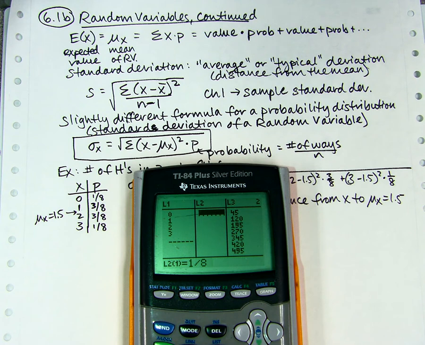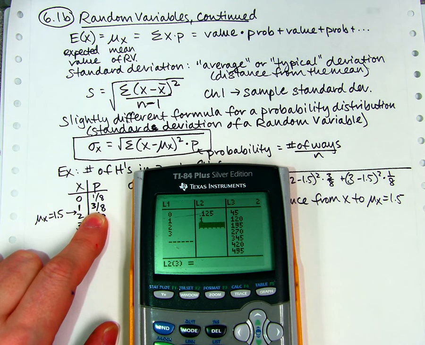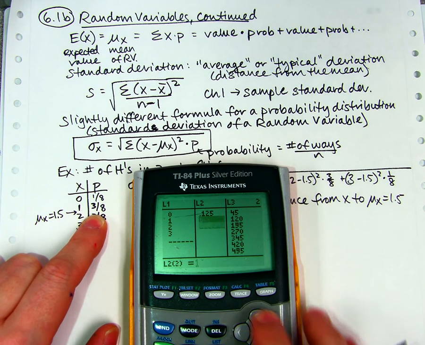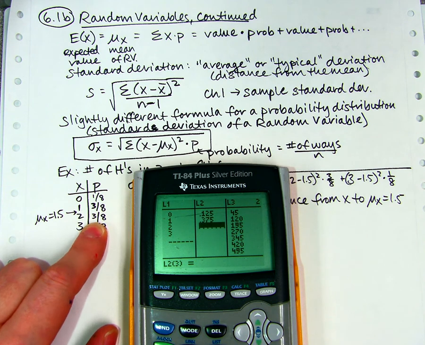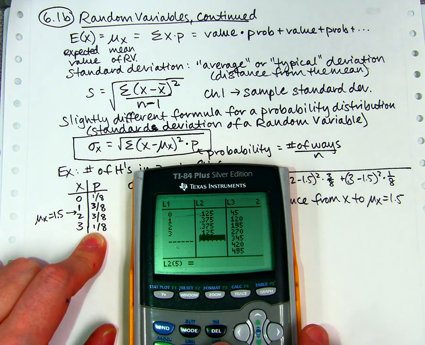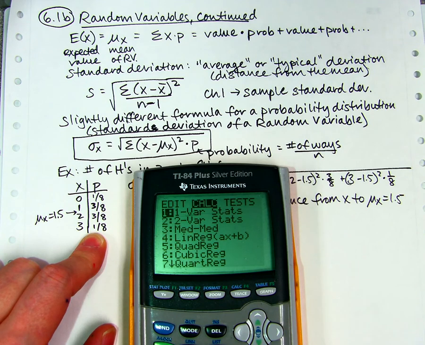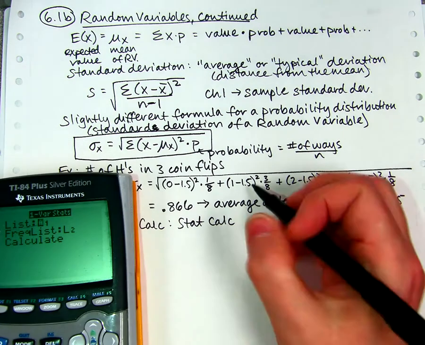Did you know you can just type 1/8 there and it'll convert it to a decimal for you? And then 3/8, and then, oops, I just did 3 over 3 instead of 3 over 8, 3 over 8 again, and 1 over 8 again. And then remember, if you do stat calc, one variable stats, you have to tell it to look at both lists.